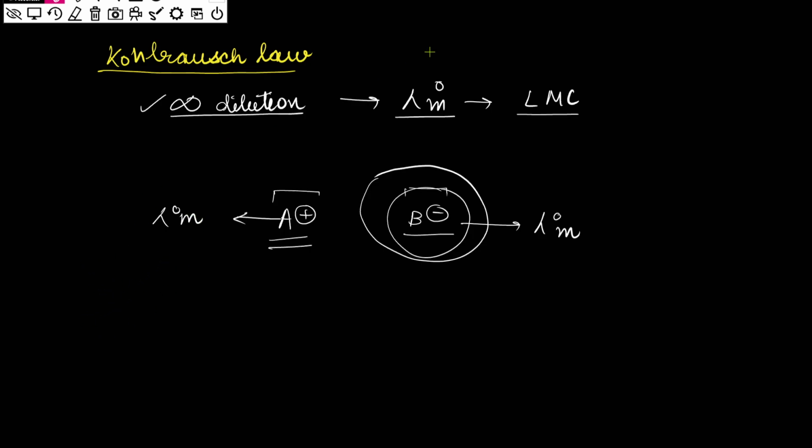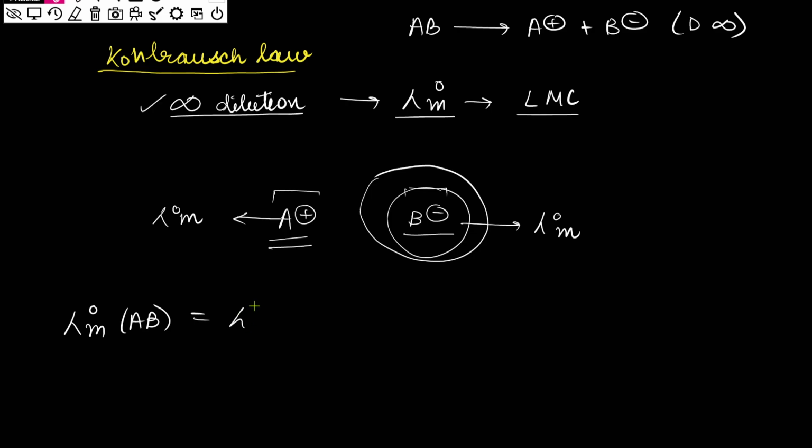So suppose the solution was AB and it has dissociated into A plus and B minus and the dilution is infinite. The limiting molar conductivity of the total solution AB will be equal to the limiting molar conductivity contributed by the A plus ion plus the limiting molar conductivity contributed by the B minus ion. It is simply the algebraic sum. That is what Kohlrausch law talks about, and it is applicable to both strong electrolytes and weak electrolytes, because here the ions have become independent of each other and now they will migrate independently of each other.